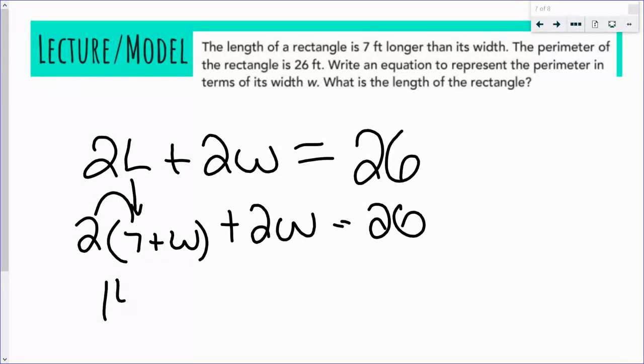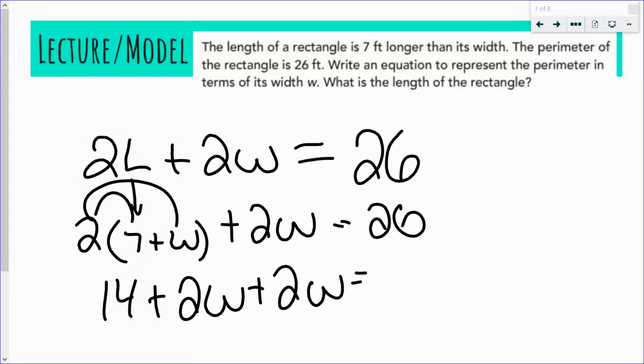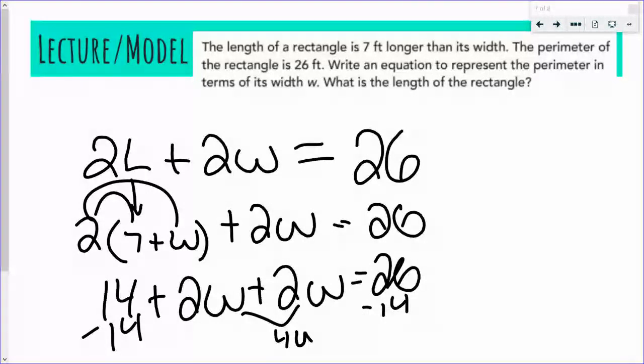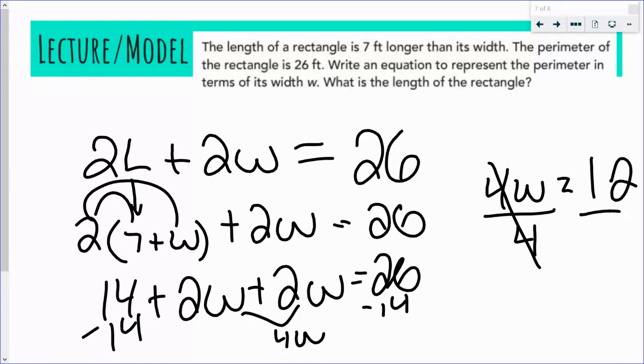2 times 7 is 14. 2 times W is 2W. And then we still have that other 2W equals 26. Subtract 14 from both sides. And then this 2W and 2W makes 4W. So now I have 4W. 26 minus 14 would be 12. Divide both sides by 4 to finish it off. W equals 3. So we know that the width is 3.